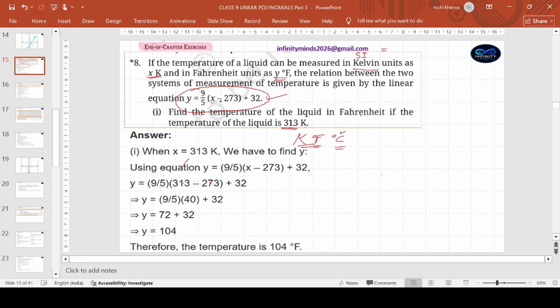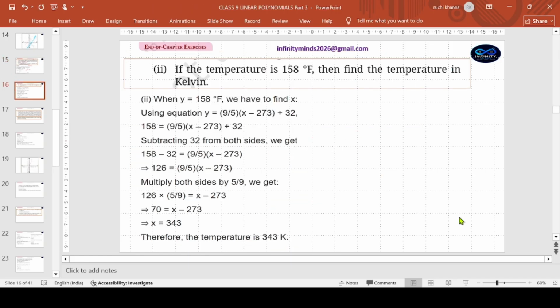Bracket solving: 313 minus 273 is 40 units. First 9 by 5 of 40 will be solved. 5 goes 8 times, 9 eights are 72, plus 32, so 104 degrees Fahrenheit. Clear? Absolutely the same is the second part, where y is given, that is degree Fahrenheit is given, and Kelvin is to be calculated, that is x. Okay, going to the next slide. Now if 158 comes in place of y, in 9 by 5 x minus this, solve for x and calculate Kelvin.